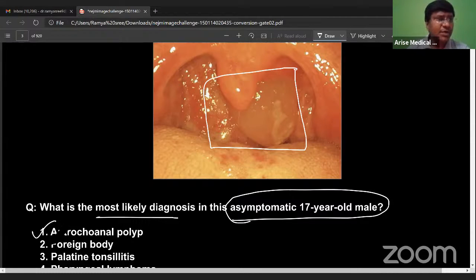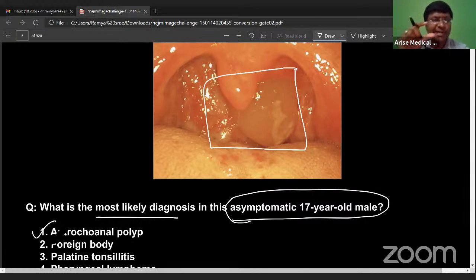So now, some of you are answering it as pharyngeal lymphoma. See, in case of lymphoma, the individual will not be asymptomatic. In case of pharyngeal lymphomas, the individual will have weight loss, there can be decreased appetite, and they can also present to you with dysphagia. But the dysphagia is not there, decreased appetite is not there, weight loss is not there. So that is the reason why the tumor, that is pharyngeal lymphoma, can be ruled out.